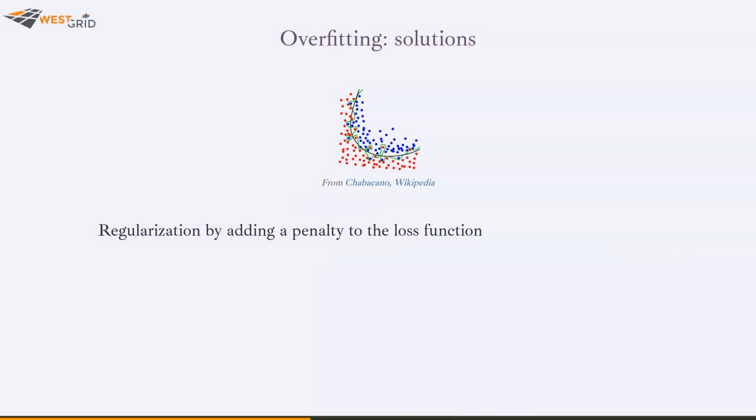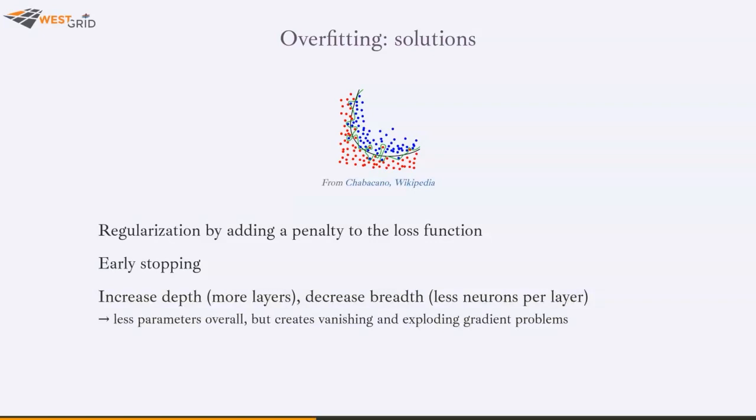So how do you prevent overfitting? There are methods of regularization that allow this, for instance, by adding a penalty to the loss function. And I won't get into details there, but you can play with your loss function. There's also early stopping, of course.